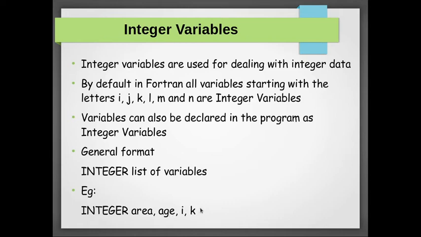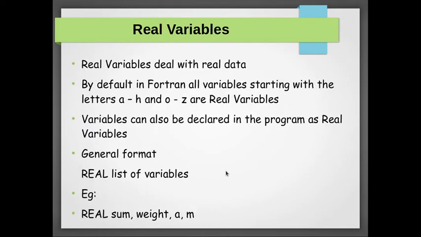While programming, when you write a program, it's always better to declare the variables using this kind of declarative statements. What happens in the process is that you exactly know what are the variables that you will be using. So these are integer variables. Real variables deal with real data. By default in Fortran, all variables starting with the letters A to H and O to Z are real variables. This is something again which you need to remember.